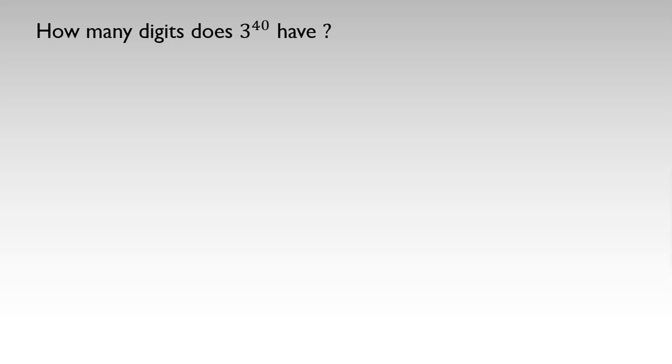How many digits does 3 to the 40 have? When we want to solve this, for example, if a number has two digits, like 27, 92, 14, they are greater than or equal to 10 and less than 100, because 10 is the first two-digit number and 100 is the first three-digit number, strictly less than that.